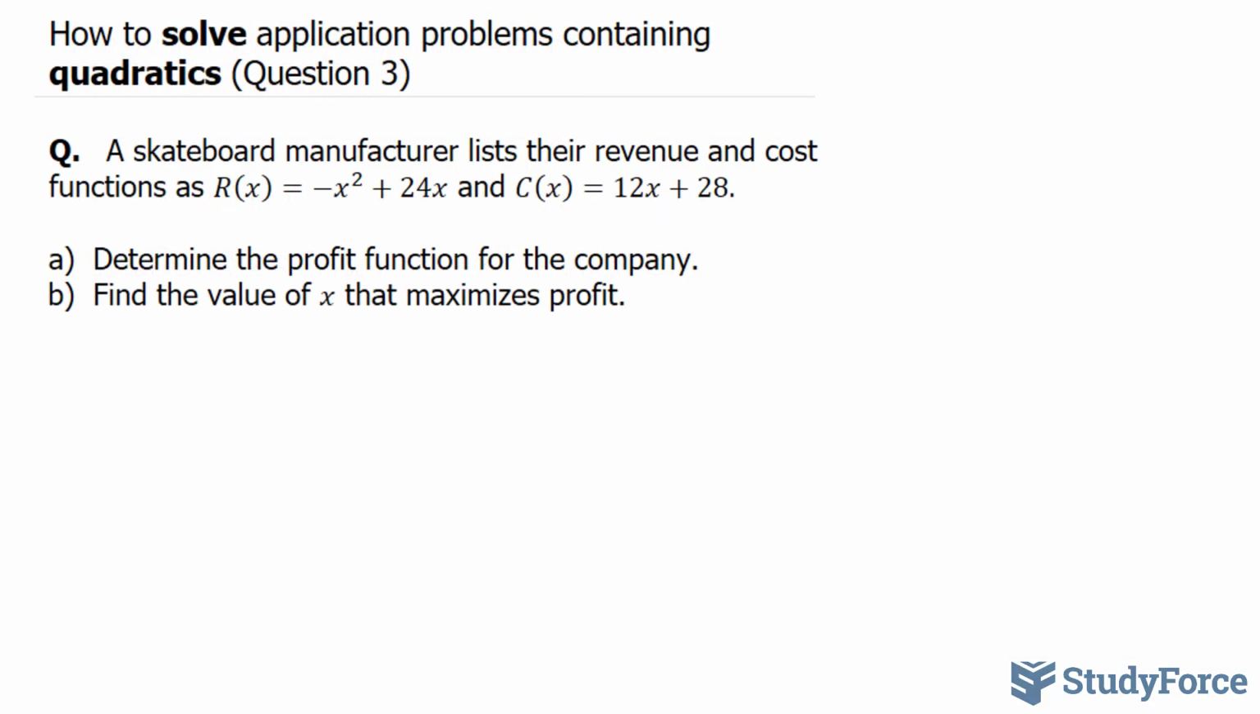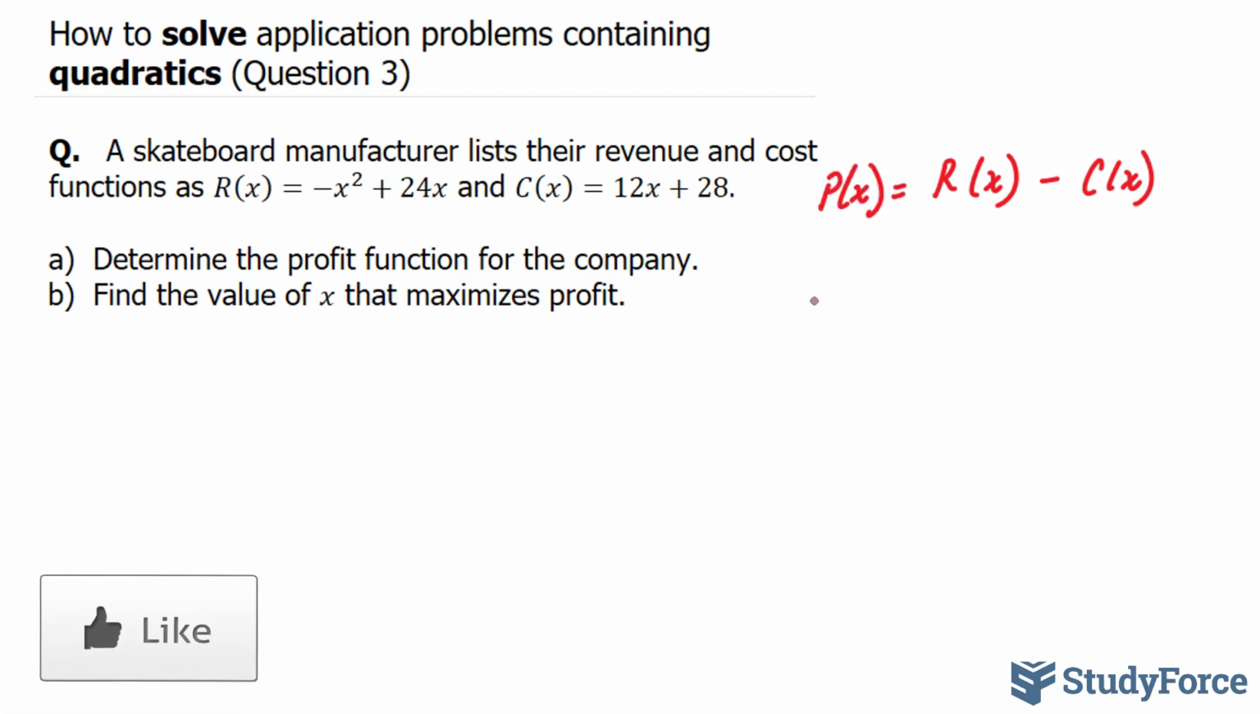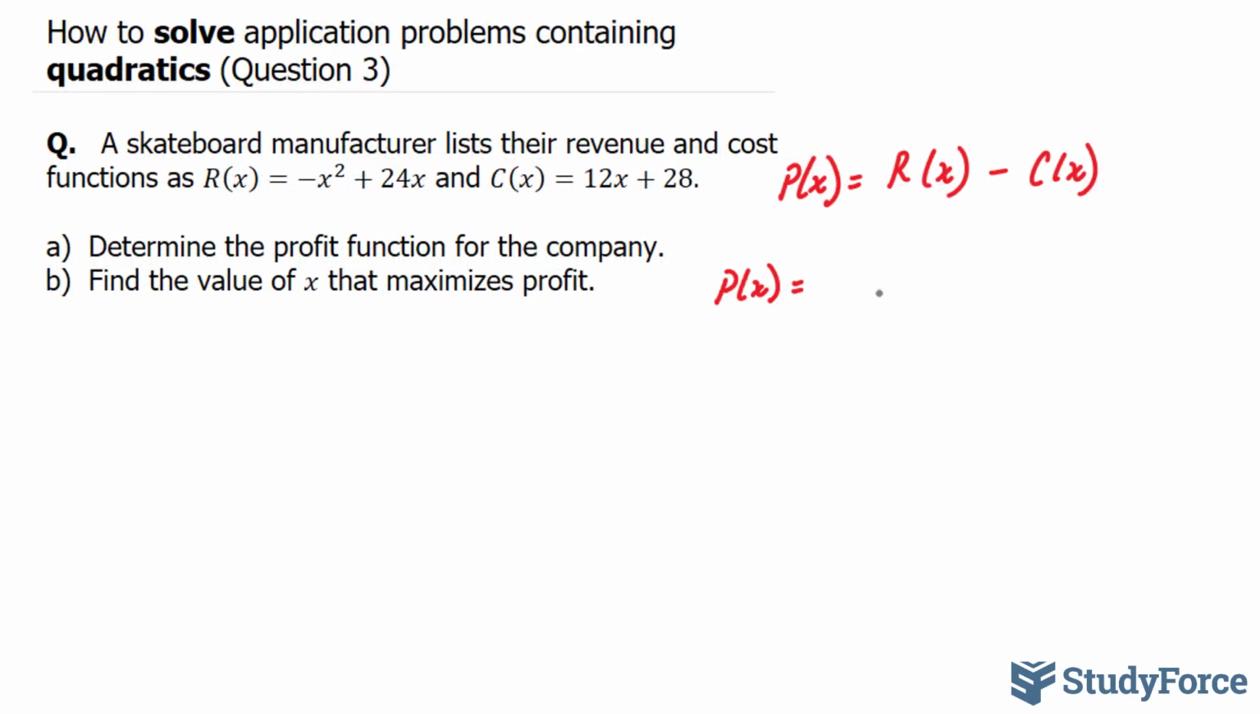In order to find the profit of any company, you take the revenue and you subtract the costs from it. So what I'll do is subtract c of x from r of x, and this will give me p of x. So let's go ahead and do that. P of x is equal to bracket negative x squared plus 24x, minus bracket 12x plus 28.